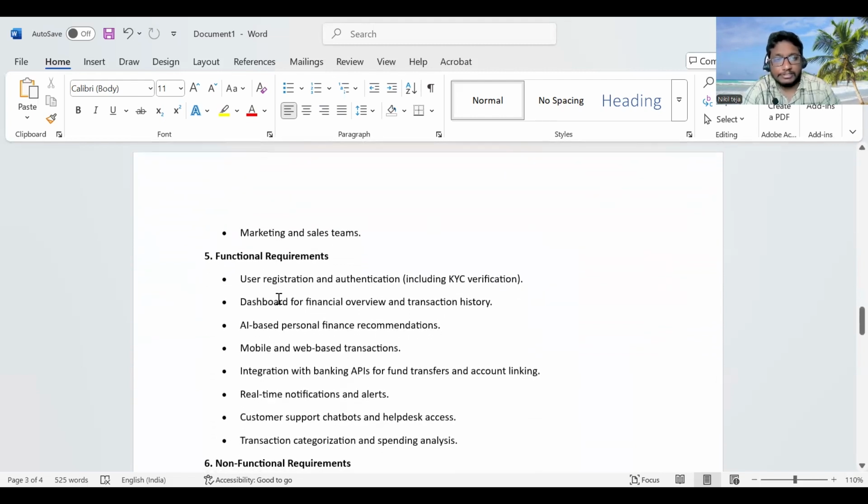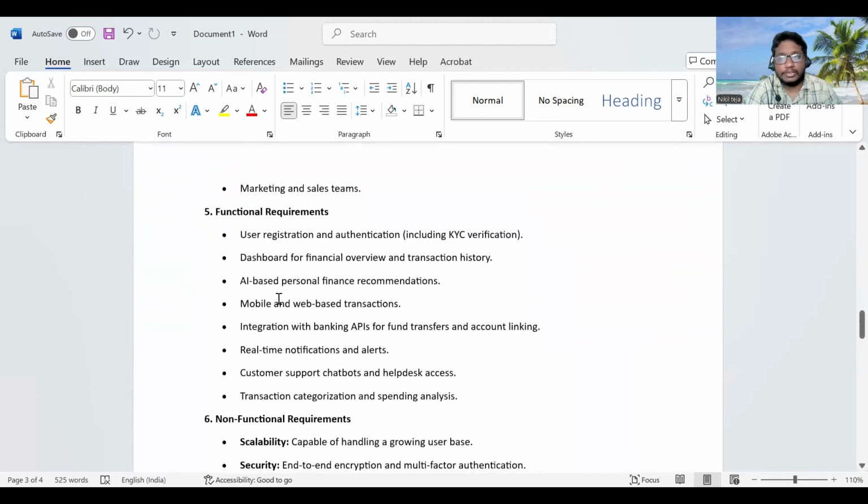Next, functional requirements. I said that there are two types of requirements in solution requirements. That is functional requirements and non-functional requirements, right? Functional requirements are the features or the user stories which are used for the functionality of the app. Non-functional requirements are the ones which provide the quality for the app.